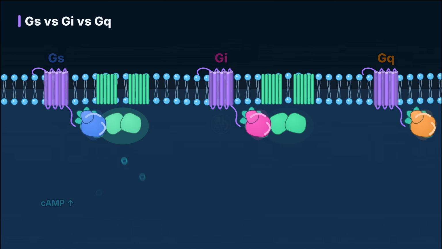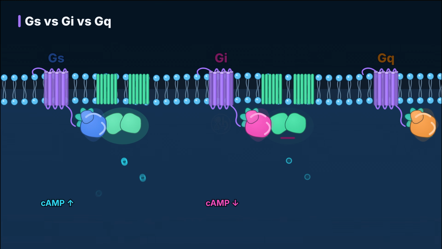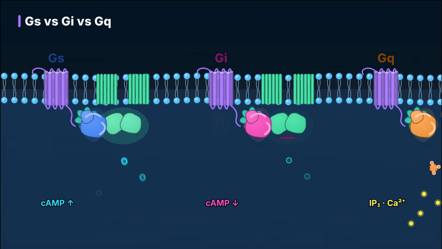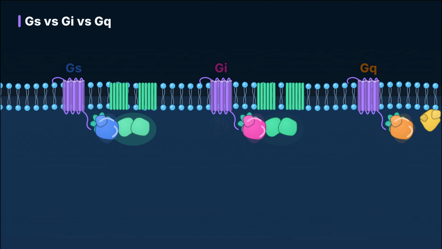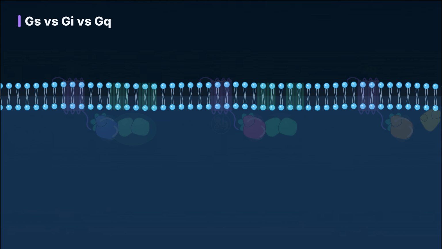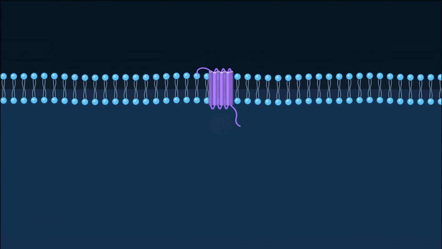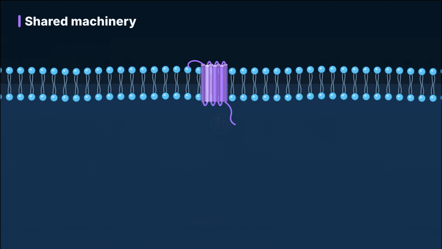GS usually raises cyclic AMP. GI usually lowers cyclic AMP. GQ usually raises cytosolic calcium and activates protein kinase C. Let us build all three pathways from the same starting point and then compare them side by side.